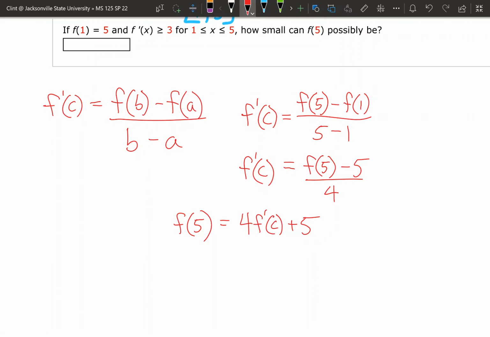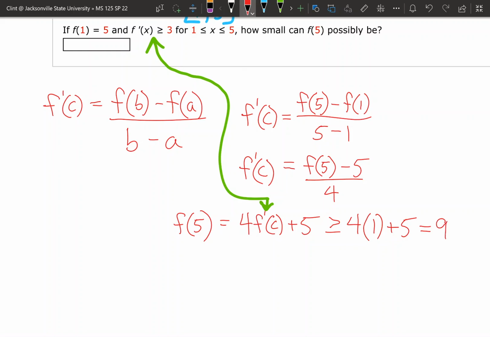Okay. And since we know this, that means that that expression has got to be greater than or equal to 4 times 3 plus 5. And that is 17. So f of 5 got to be greater than or equal to that. So what's the smallest f of 5 can possibly be?